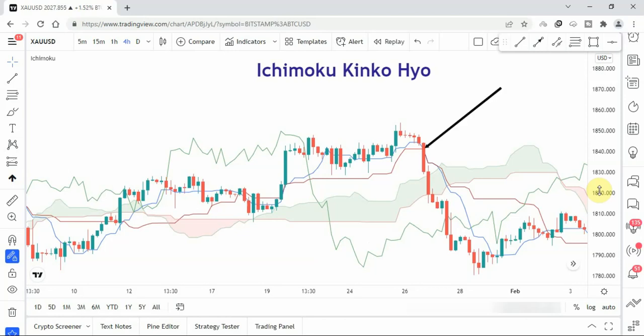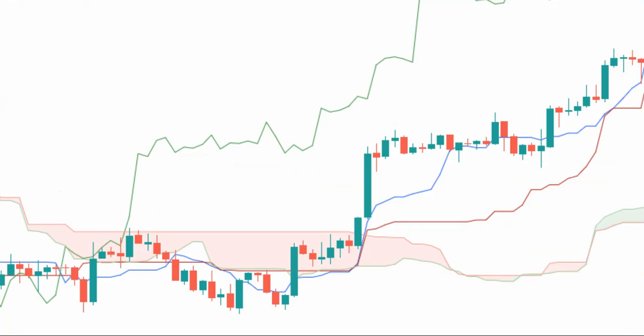Crossover of Tenkan-sen and Kijun-sen is another signal. When Tenkan-sen is crossing over Kijun-sen to the above, a probable rise in price is ahead, and we can go for a long or buy position. But when this crossover is below the price candles, the signal is more reliable.